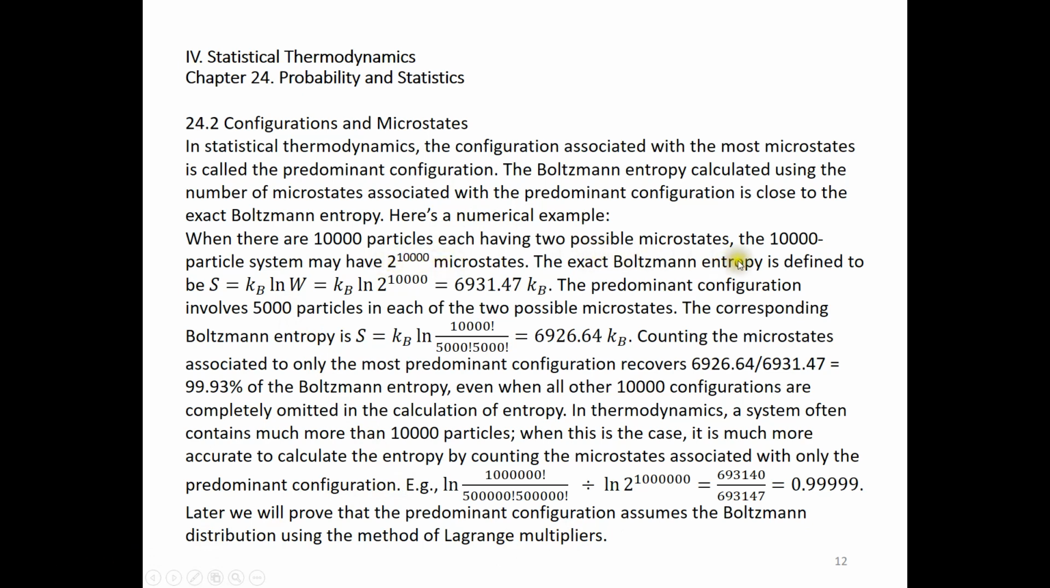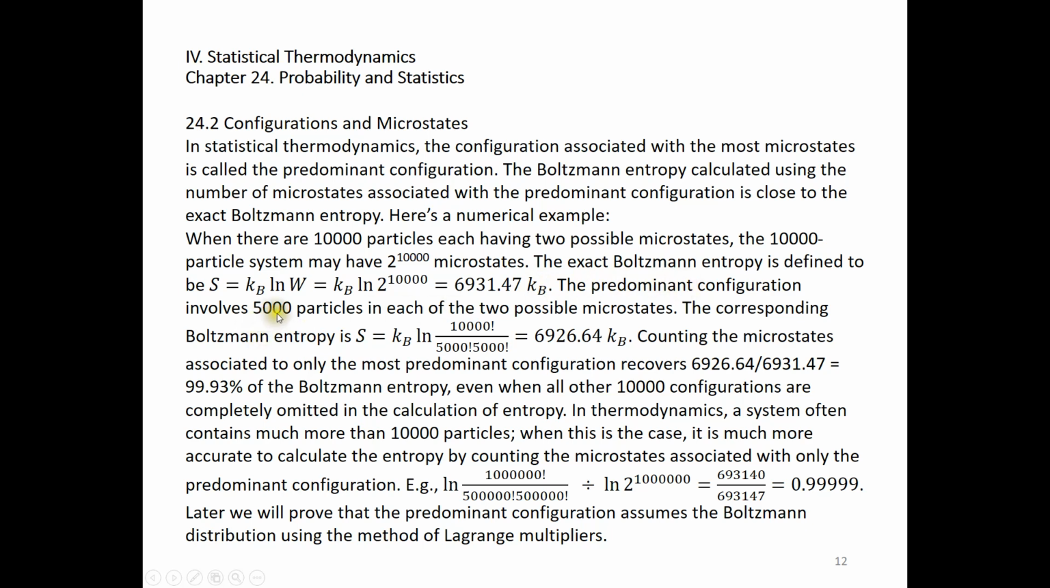The exact Boltzmann entropy is defined to be this. We plug in the numbers, we get the Boltzmann constant times the natural logarithm of 2 to the power of 10,000, which is 6,931 times the Boltzmann constant.